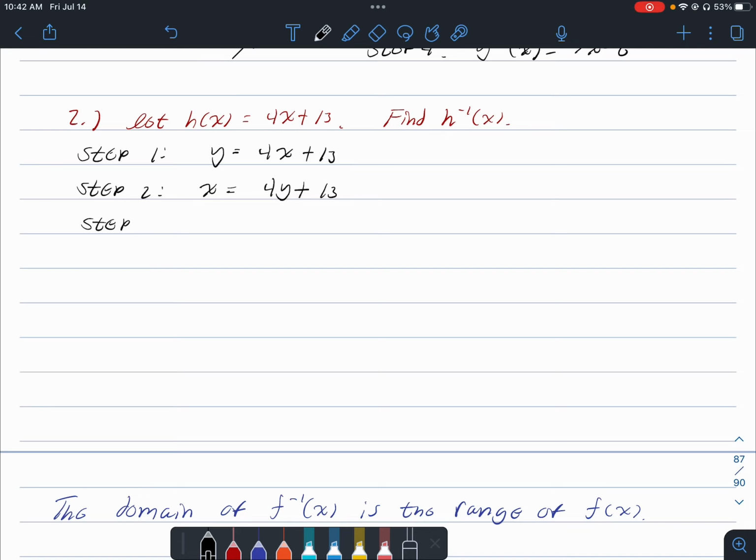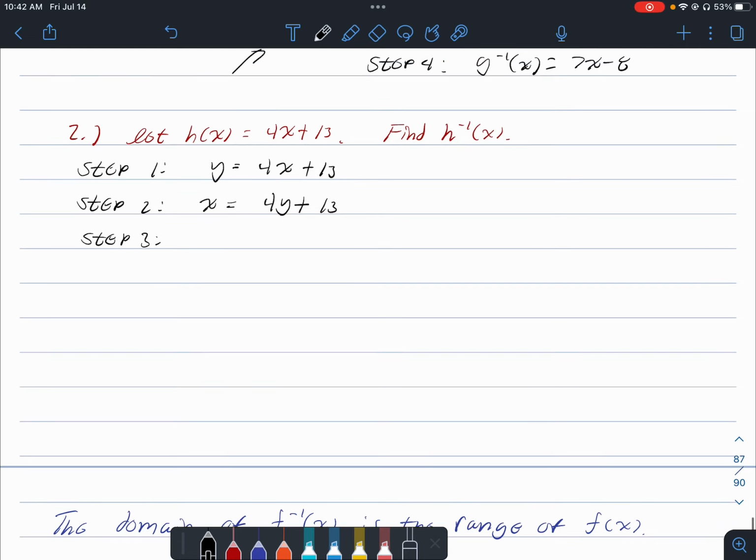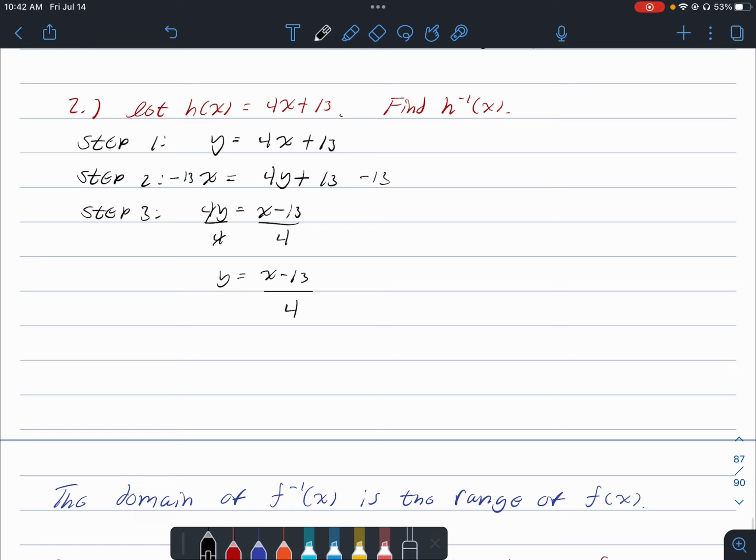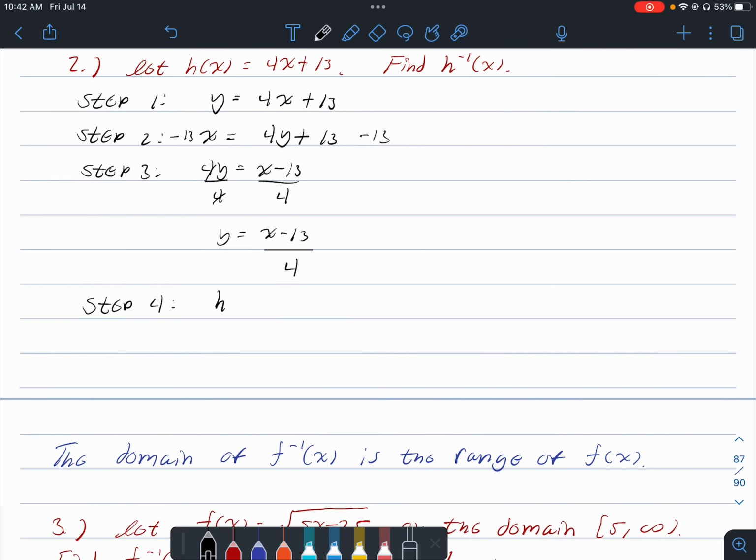Step, not step four, I can't even count. Step three, we're going to go ahead and solve for y. So we'll have 4y equals x minus 13. We got that by taking 13 away from both sides. Then if we divide both sides by 4, we'll get y equals (x minus 13) divided by 4. And then step four, we're going to replace y with h inverse of x. And then we have our answer.